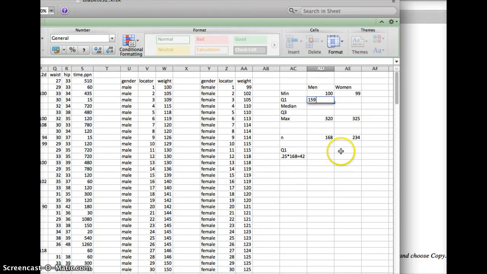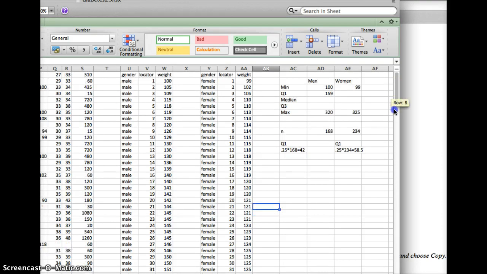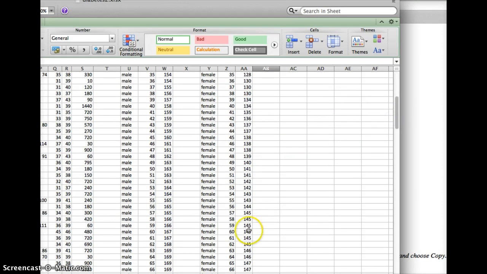For the women, to get Q1, what would we do? For the women for Q1, we would take 0.25 times 234. And what does that give us? 0.25 times 234 is 58.5. Now we can just round up. We can round 58.5 up to 59. Who is the 59th woman in the list? The 59th woman in the list is 145.